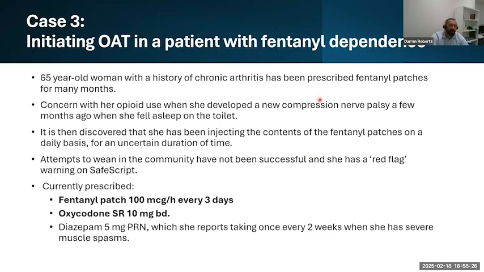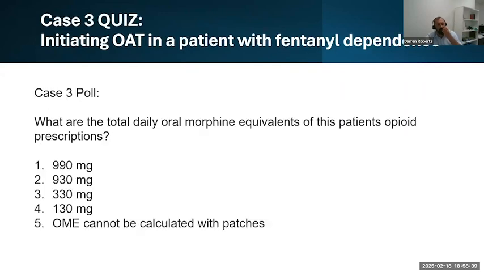So this is a woman, we talked about the 65-year-old woman with arthritis, prescribed fentanyl patches, she's got a compression nerve palsy, she started injecting fentanyl, she's getting red flags, she's now presenting looking for help. So our first question here is, what's the total daily oral morphine equivalence for this patient's opioid prescriptions? A lot, yes.